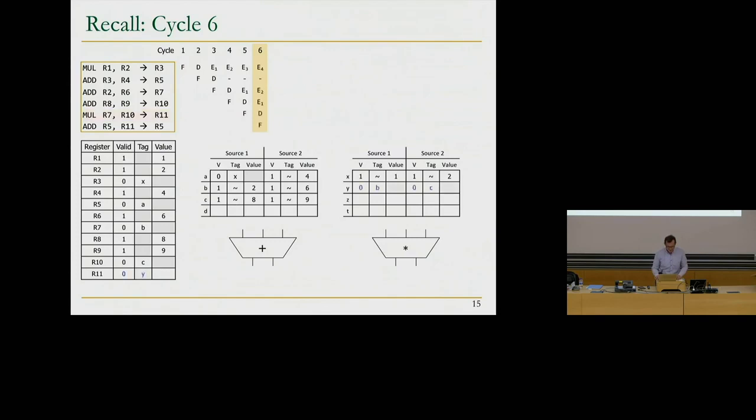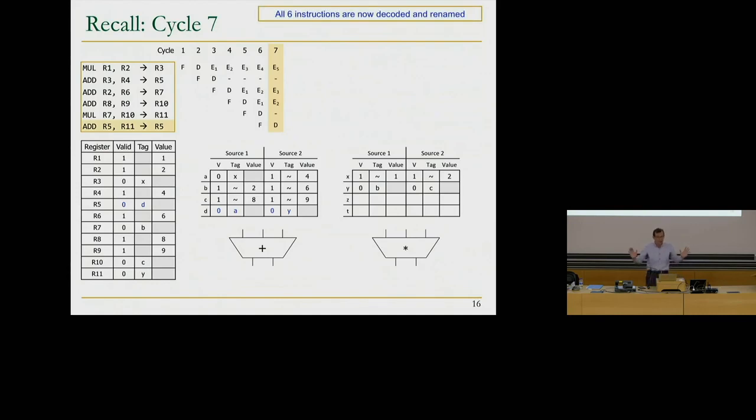Okay, I'm not going to go through this. We've already renamed all of this. Okay, so now cycle 7 is the cycle where all instructions are renamed and decoded, and some instructions are executing in the machine. Clearly, we're not tracking everything over here. And we discussed what happened to R5.